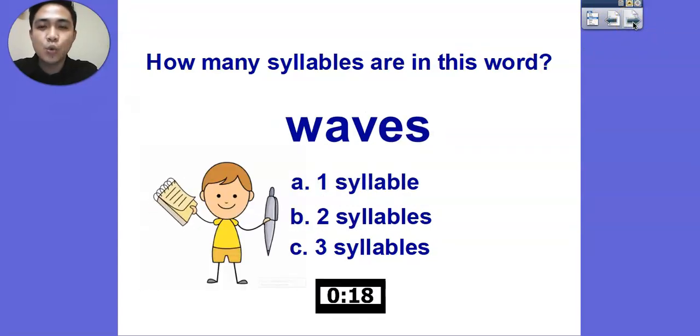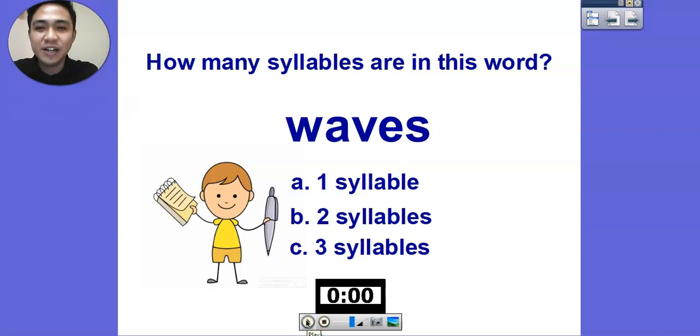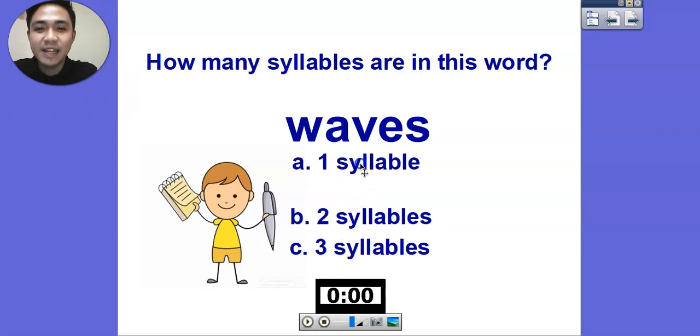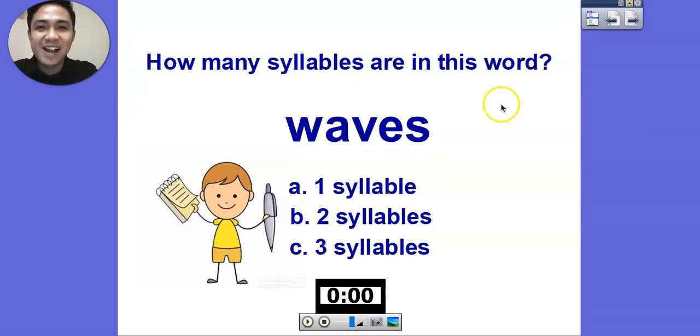Waves. How many syllables are there in this word? Just write the letter. A, B, or C. Alright. Time is up. The correct answer is there is only 1 syllable in this word. Alright, you got it right.